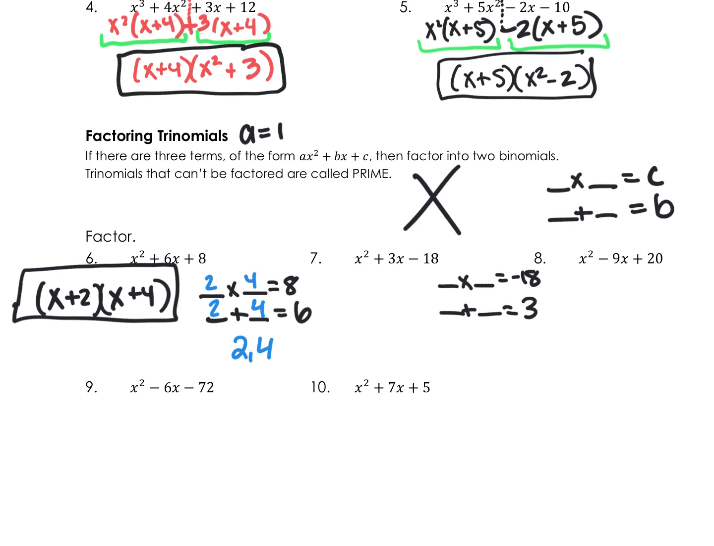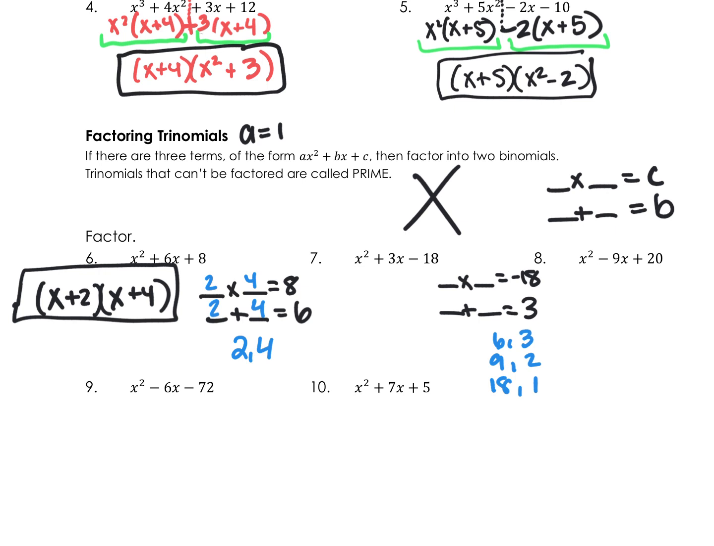What numbers multiply together to get 18? 6 and 3. What else? 9 and 2. What else? 18 and 1. Now, we need them to multiply together to get negative 18.